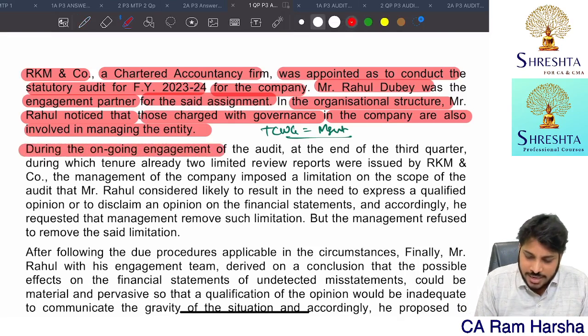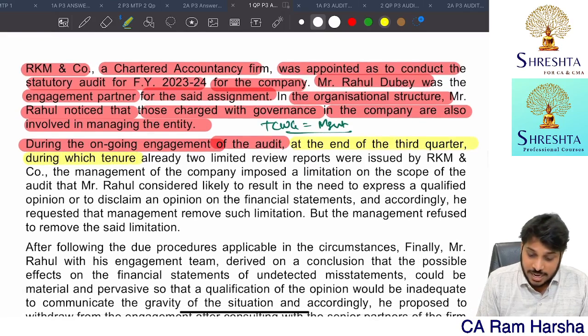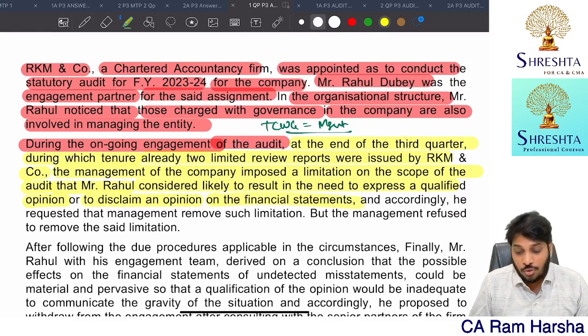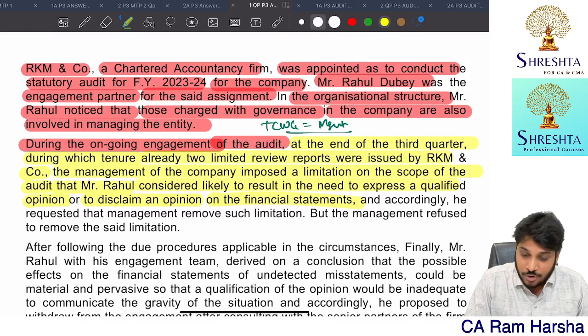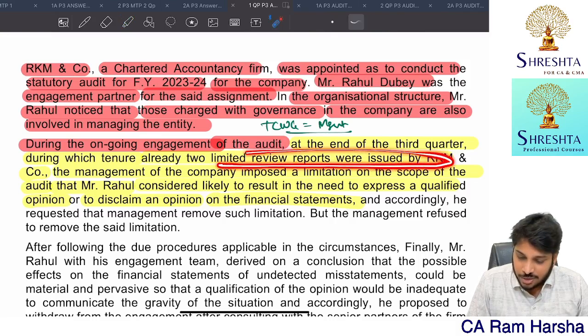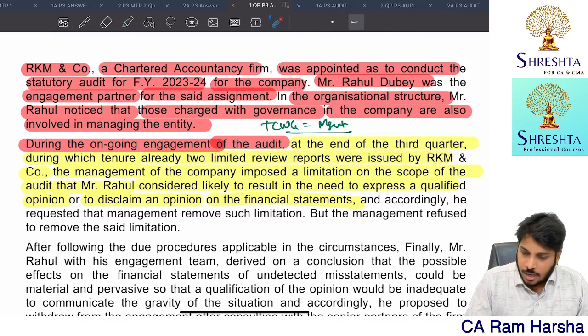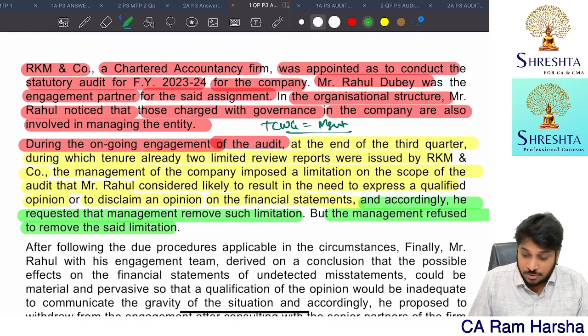During an ongoing engagement of the audit, at the end of the third quarter during the tenure, 2 limited review reports were already issued by RKM & Co. The management of the company imposed a limitation on the scope of the audit that Mr. Rahul considered likely to result in the need to express a qualified opinion or disclaim the opinion on the financials. So already 2 limited review reports were issued. Okay, fine. And accordingly, he requested the management to remove the limitation, but management refused to remove the limitation.